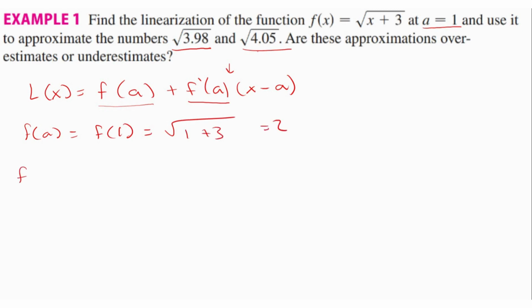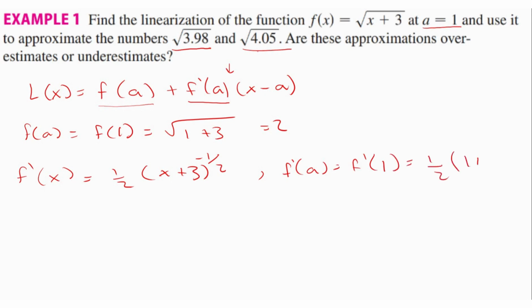F prime at a, we will find it, but first we should get f prime at x, which is 1 over 2 multiplied by x plus 3 to the power of negative 1 over 2, using the chain rule. Now, f prime at a is equal to f prime at 1, so it will be 1 over 2 multiplied by 1 plus 3 to the power negative 1 over 2, which will make 1 over 4.